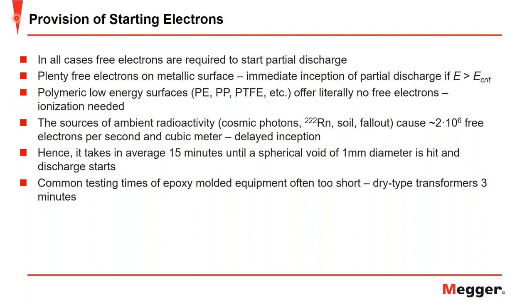And we talked about ionization through photons hitting a gas molecule. These sources of ambient radioactivity can cause, statistically speaking, roughly 2 times 10 to the 6th free electrons per second in a cubic meter. This results in delayed inception. So if not triggered artificially, statistically speaking, it takes on average 15 minutes until a spherical void of 1 millimeter in diameter is hit, and therefore discharge starts.